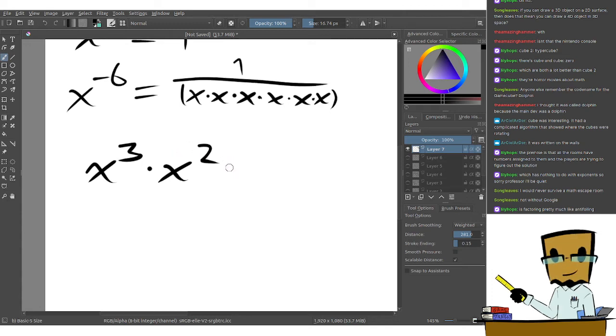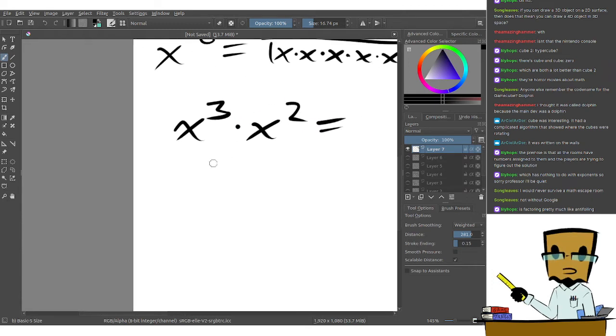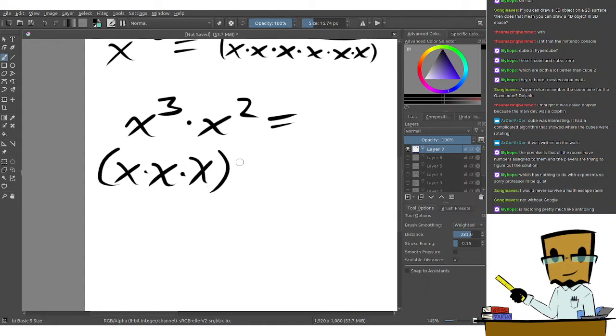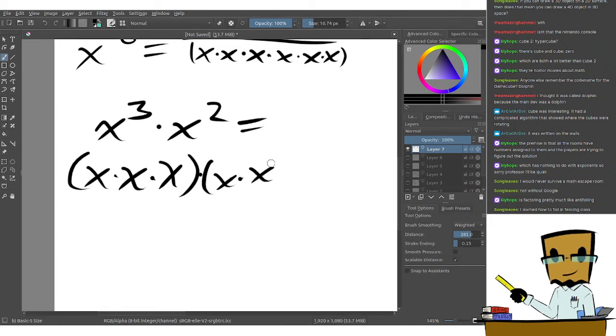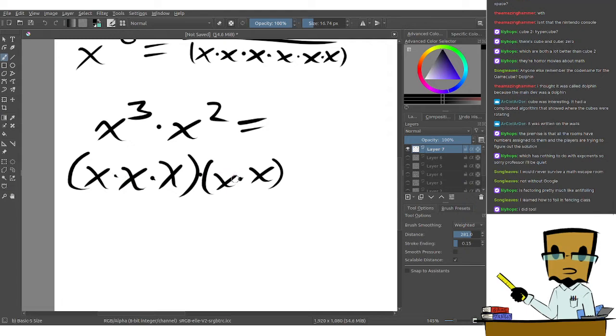Back to exponents. x times x times x times x times x. There's no addition here, these all multiply together.